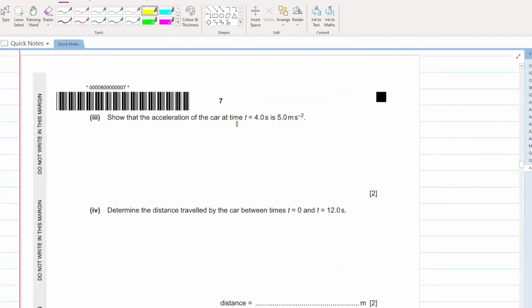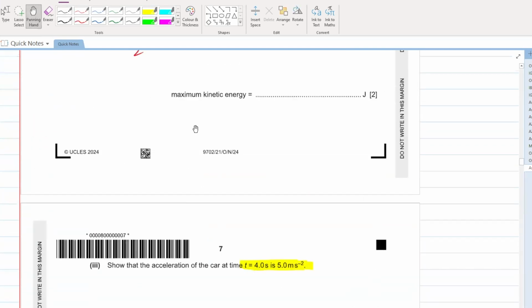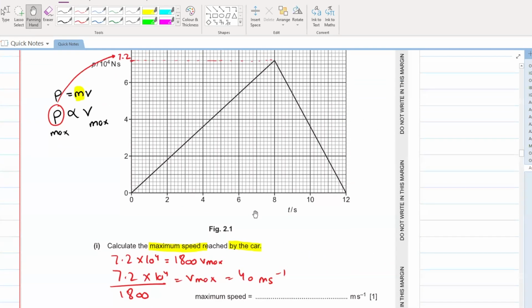Show that the acceleration of the car at time t equals 4 seconds is 5 m/s squared. Perfect. What a beautiful question. First of all, go to 4 seconds. Okay, at 4 seconds you are here. Any ideas, anyone? What will you do here?